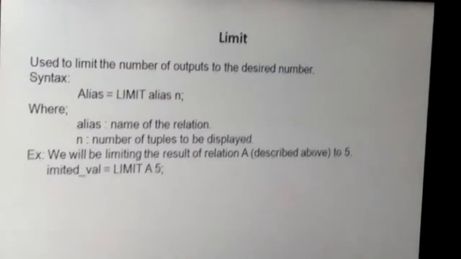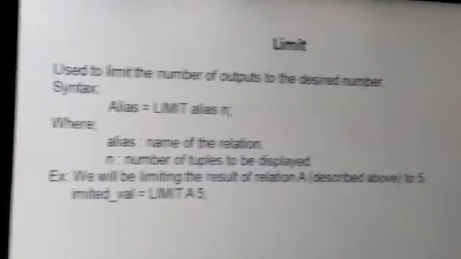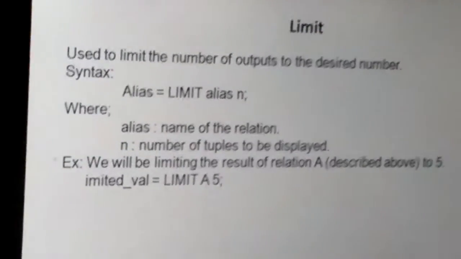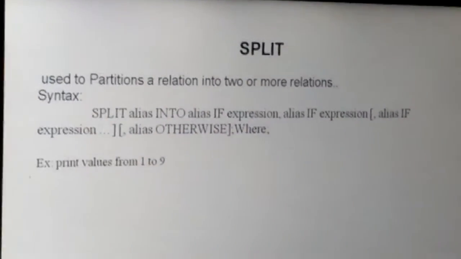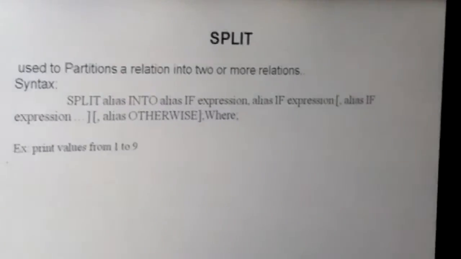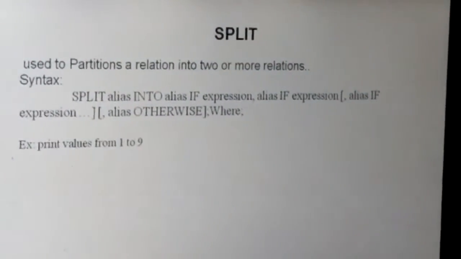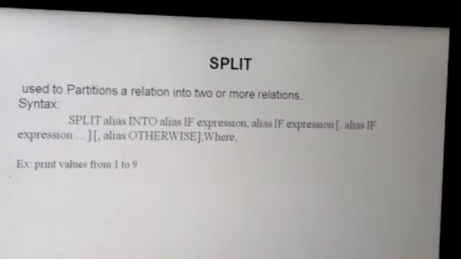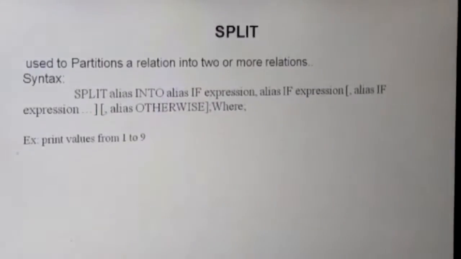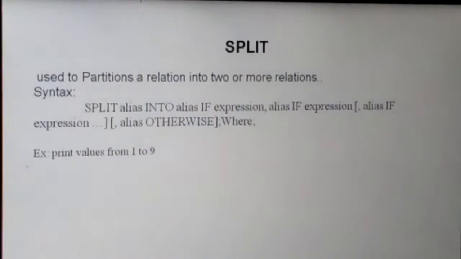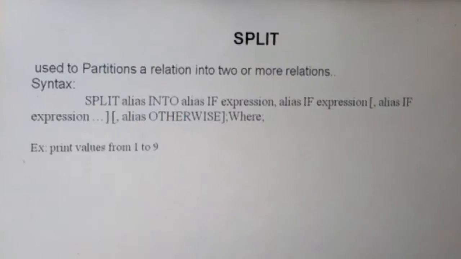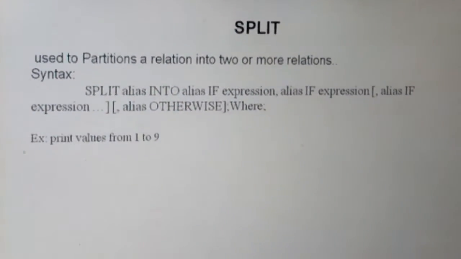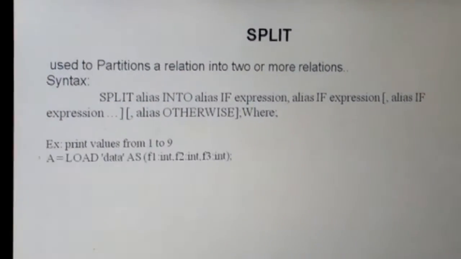Then limit is used to limit the number of outputs to the desired number. Example is alias equal to limit alias n. We have seen this in the previous example also. Then another is the split function. This is used to partition a relation into two or more relations. The syntax is split the relation name into alias if expression, then alias if expression, and so on. So based on the condition, you can go for splitting or grouping of more than one relation from a given relation.